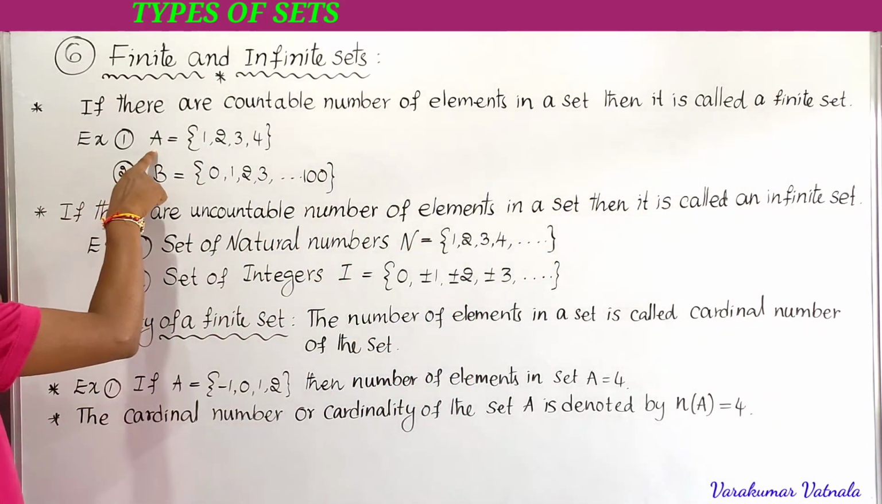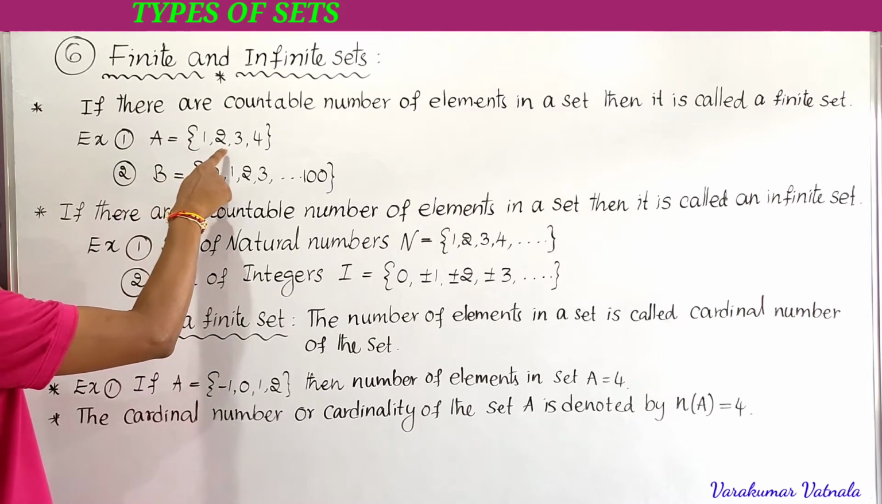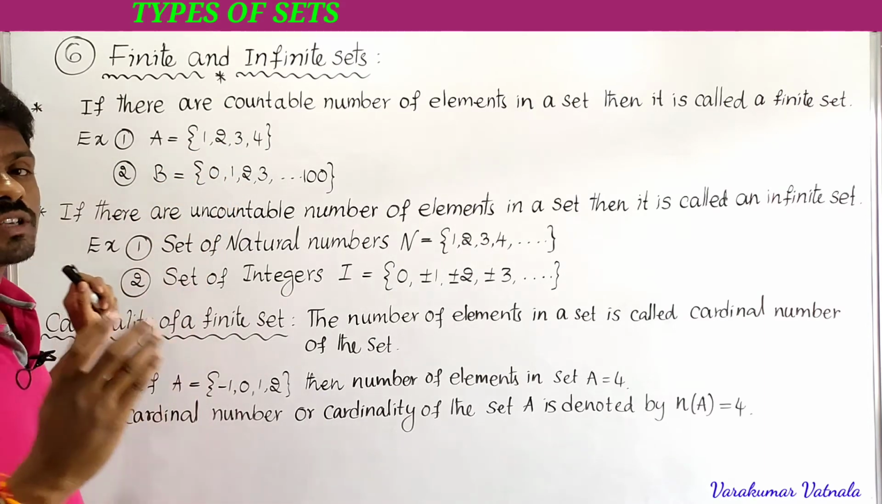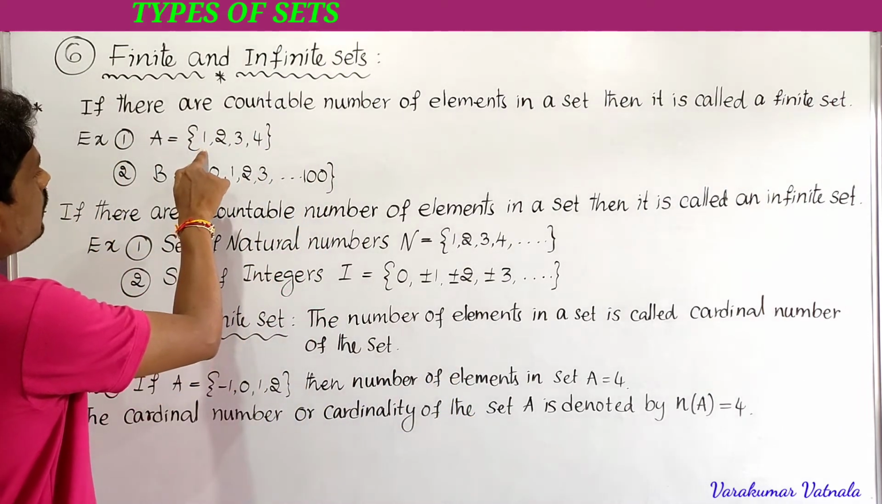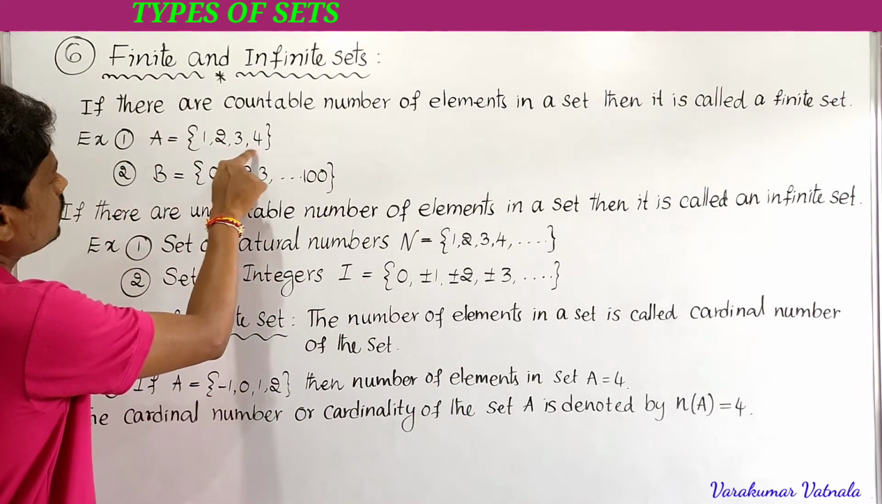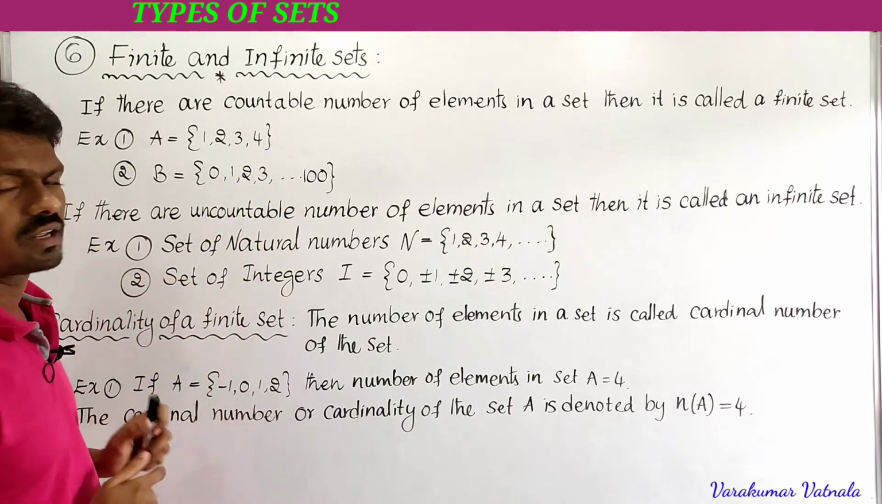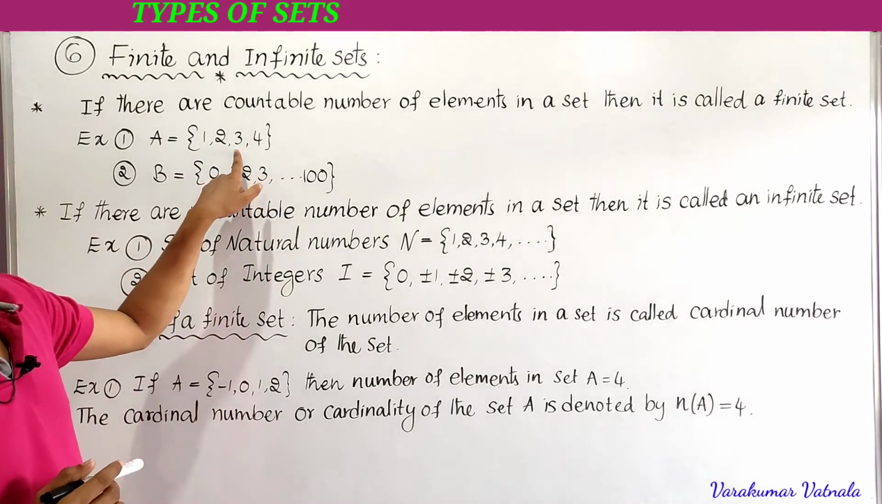So example number 1, A is equal to the set {1, 2, 3, 4}. So we must say the number of elements in the set. Here the elements are countable: 1, 2, 3, 4. There are 4 elements here. So it is a finite set.